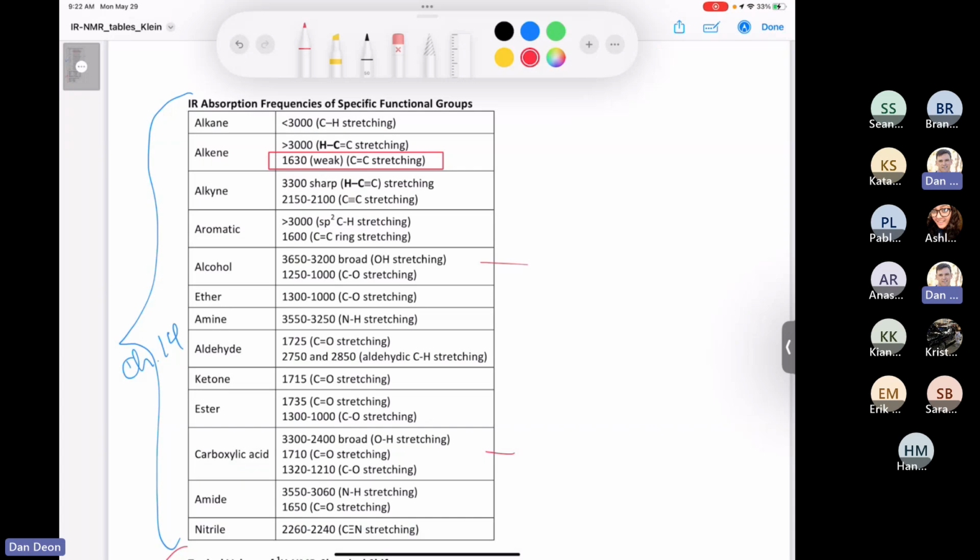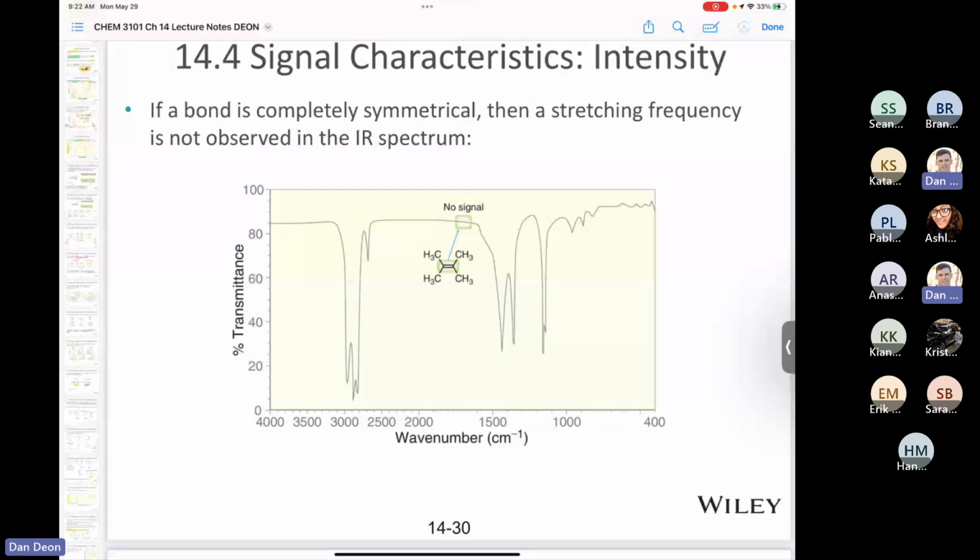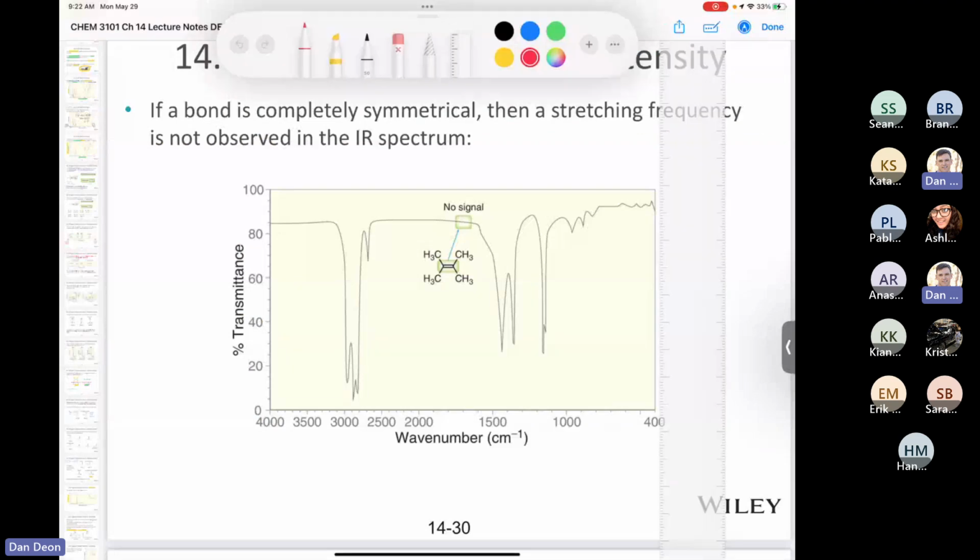So let's go back to the slides. And if we look at 1630, let me draw a line here with my ruler. So this is 1600, 1650. So maybe this is like 1630, something like that. If I draw a line around here, they're saying the expected signal would be around here, but either way, we see no signal in the spectrum.